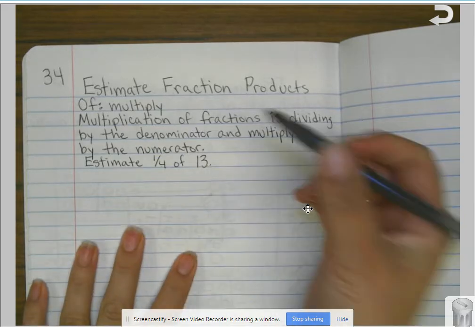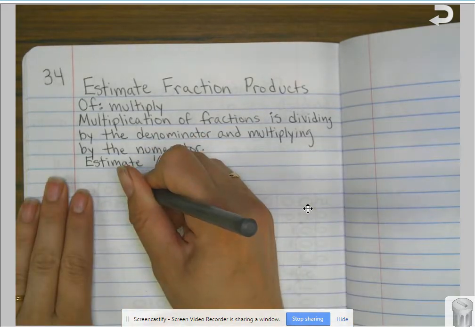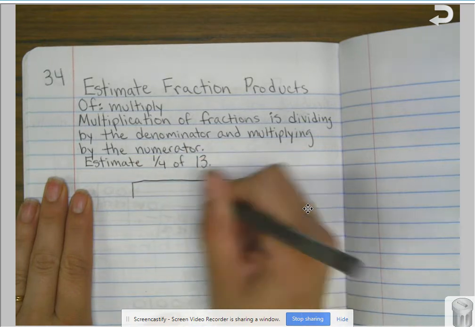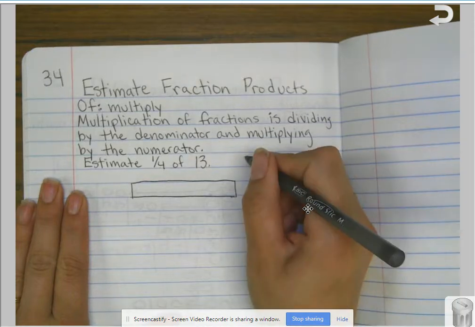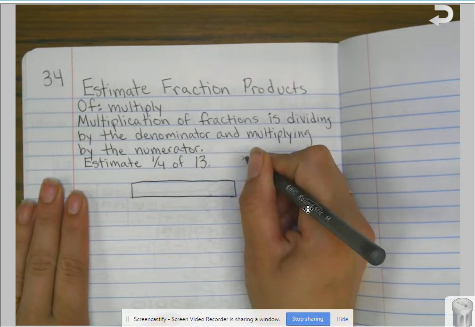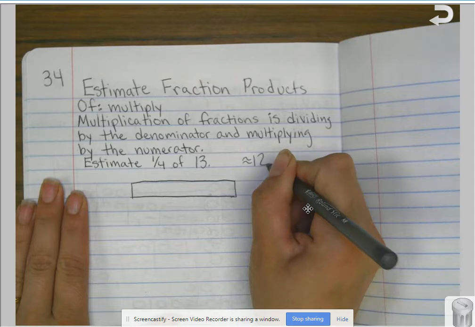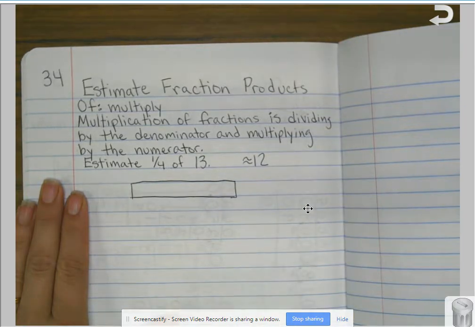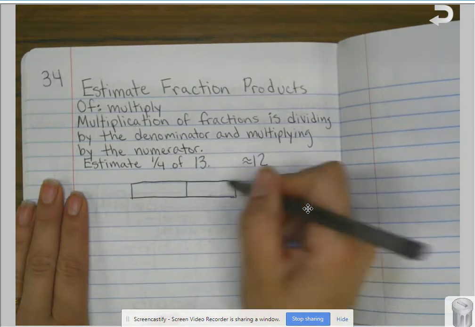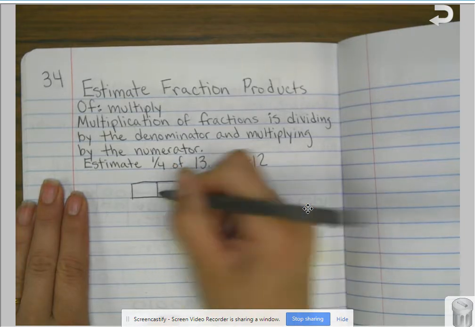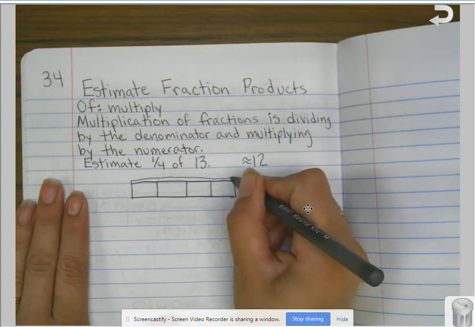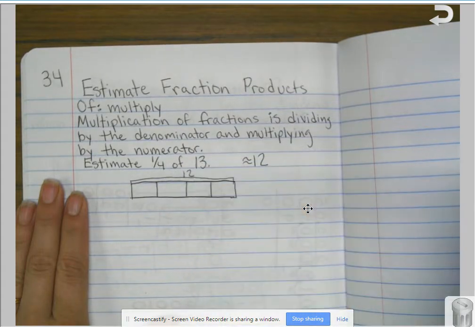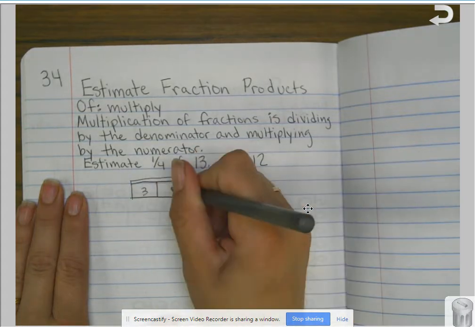12. Okay, I want to show you a bar model. This is just a simple rectangle. And we're going to say that 13 is close to 12. So if I take 12 and I split it into 4 equal groups, so we're going to split our bar model into 4 equal groups. If this whole thing is 12, what's one of those 4 pieces? Well, you'd have to have 3 in each one.